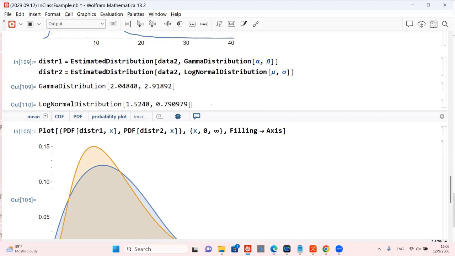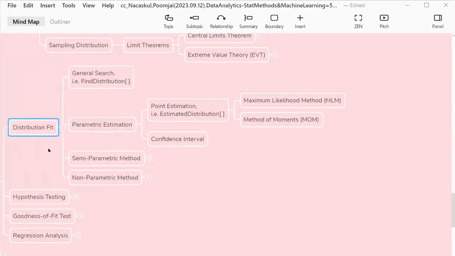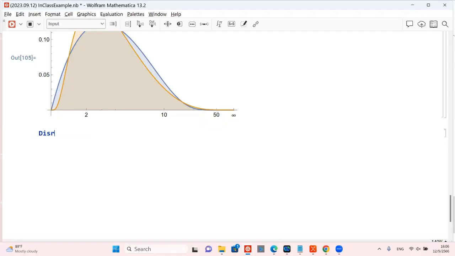Well, there's a way to find out. This thing is called distribution fit test, and that is here. Distribution goodness of fit. One of the things in goodness of fit is distribution fit test. Now, if you go to F1, what does it do? What does it expect? It expects a data set. So the data set is data 2.